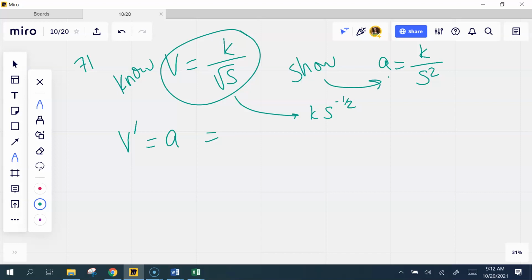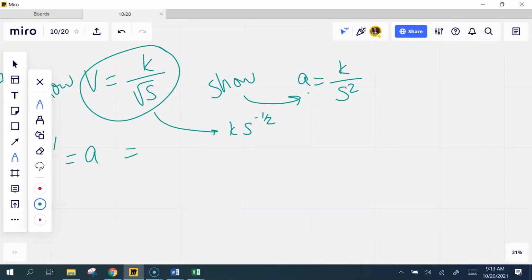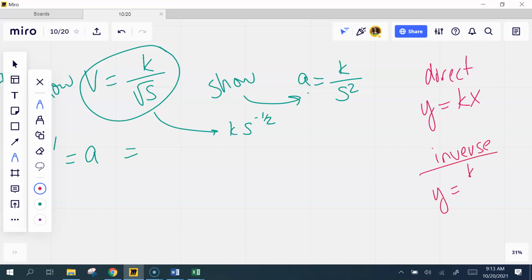It says show that the meteorite's acceleration is inversely proportional to s squared. That means a constant of variation divided by that. If I said that two things were directly proportional, you multiply by k. X and y are directly proportional there. If I say x and y are inversely proportional, then that means y equals k over x.